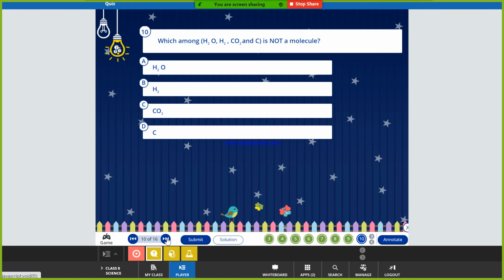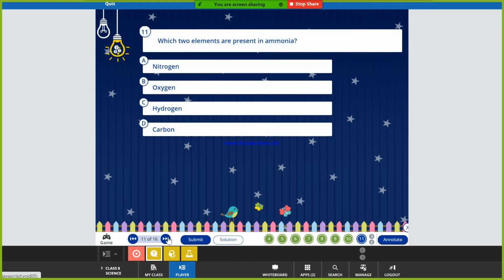Answer: option D, C. Yes, C is not a molecule.